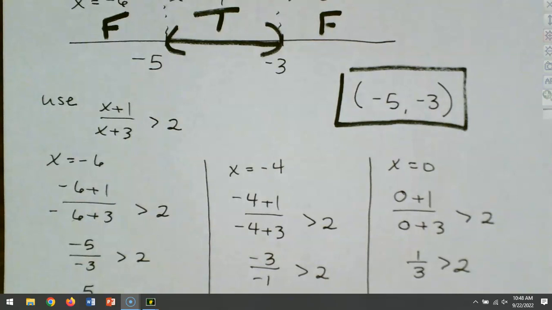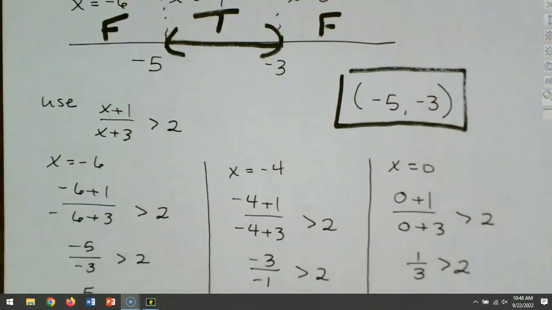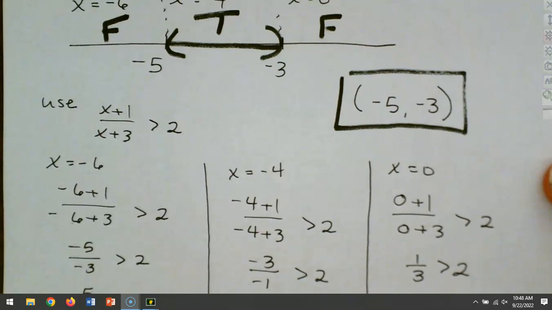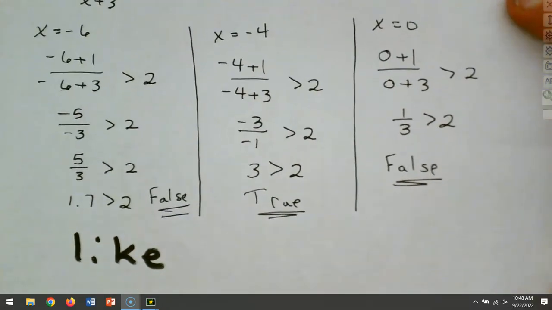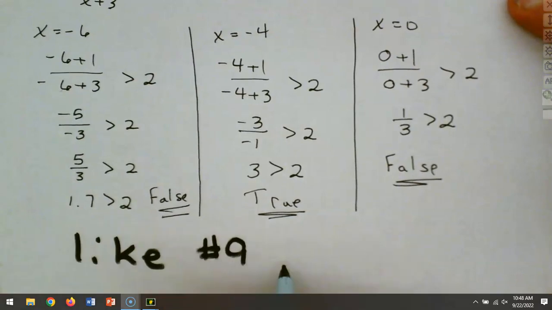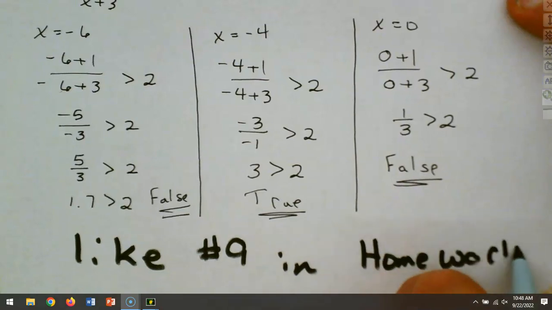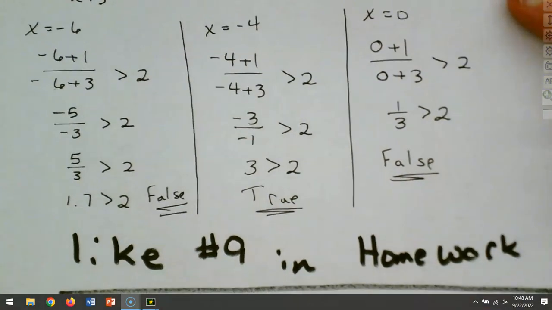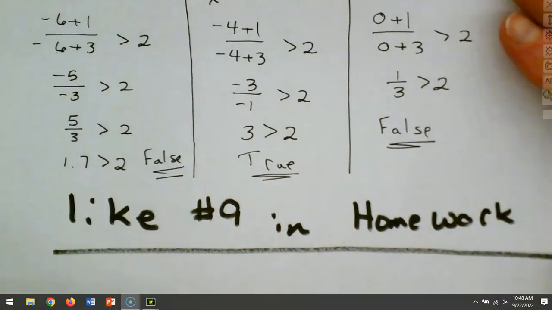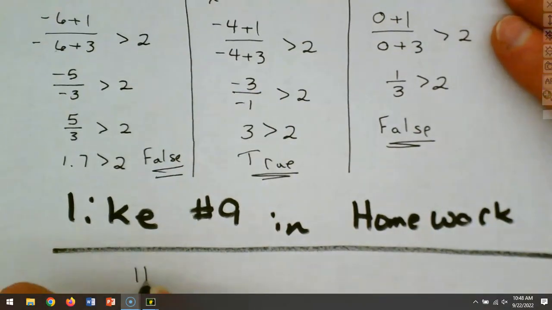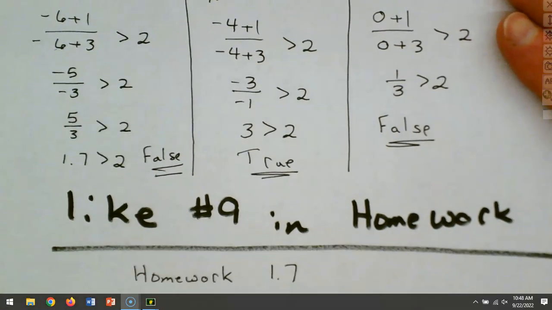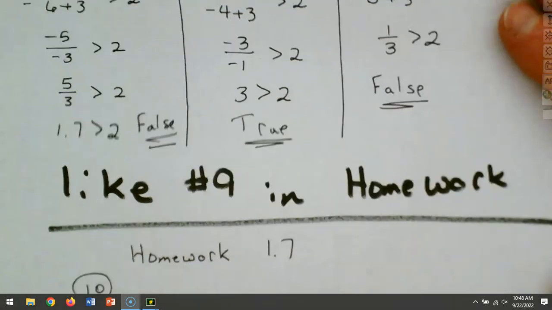Just for the sake of time, instead of working out an example like 10, I'm going to work 10 for you from your homework. And by the way, this one we just did is going to be like number 9 in the homework. I am going to work out 10, and this one will not take long to work out. I am going to work out question number 10 for you.